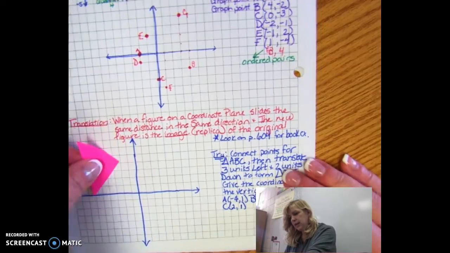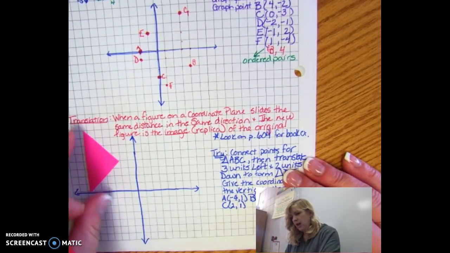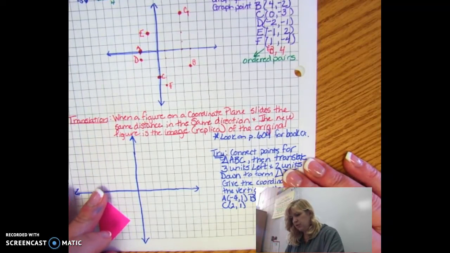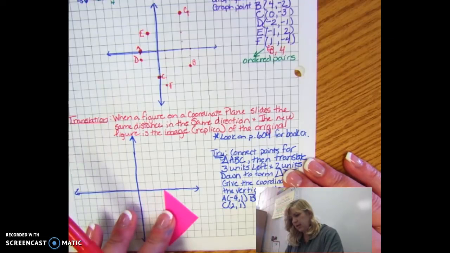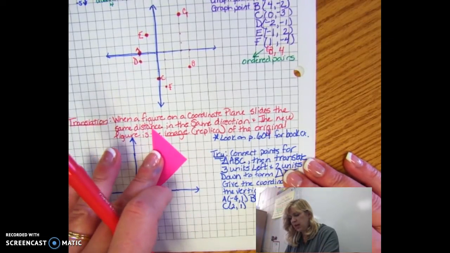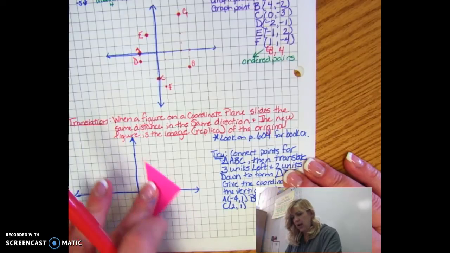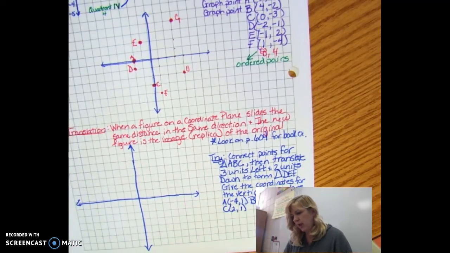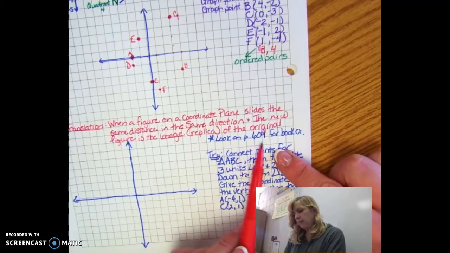So let's say that the triangle is up here. A translation would be just scooching it the same way down here, the same way here, the same way here. There's no rotating or flipping, it's just sliding. Okay? I should have made them smaller, but that's okay. So we're going to try this one.